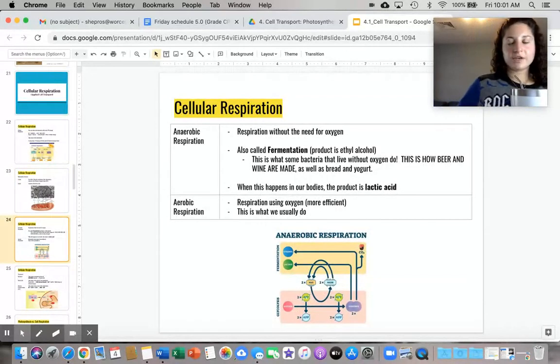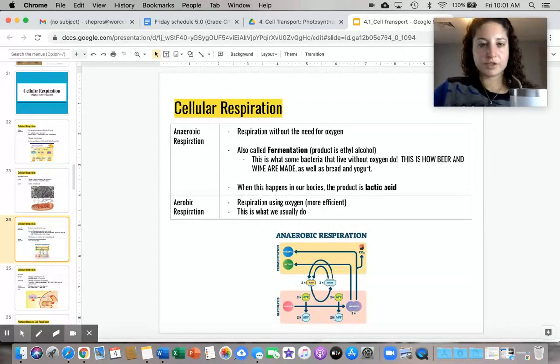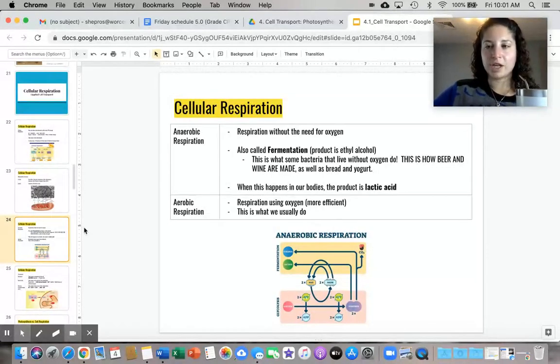There are two different types of cell respiration. So we have anaerobic respiration and we have aerobic respiration. Anaerobic. An means without. Aero is talking about oxygen. So anaerobic respiration is respiration without using oxygen. So we are making ATP without using any oxygen.